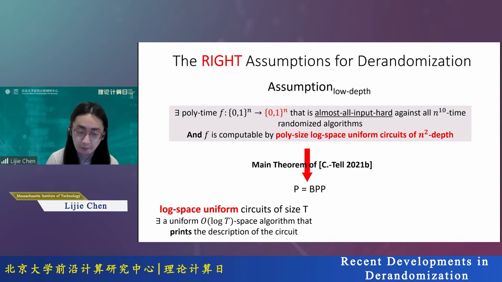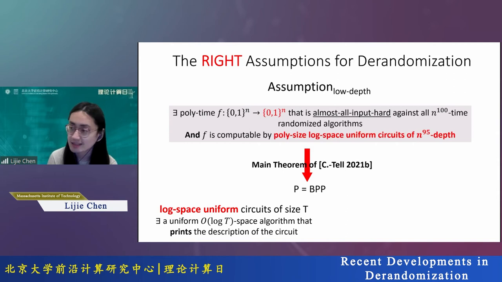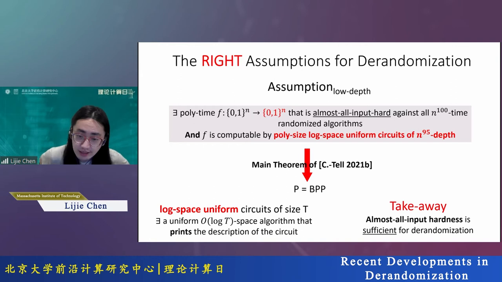So if we have such a hard function that is almost all input hard against the usual n to the 10 time randomized algorithms, then we have derandomization. This red text is the caveat of all the proposed results. Of course, the n to the 2 and n to the 10 are not important. You can replace them by anything with a gap of 5, I guess. So from this, we know that if we take this almost all input hardness with one condition on the hard function, then we can derive derandomization.